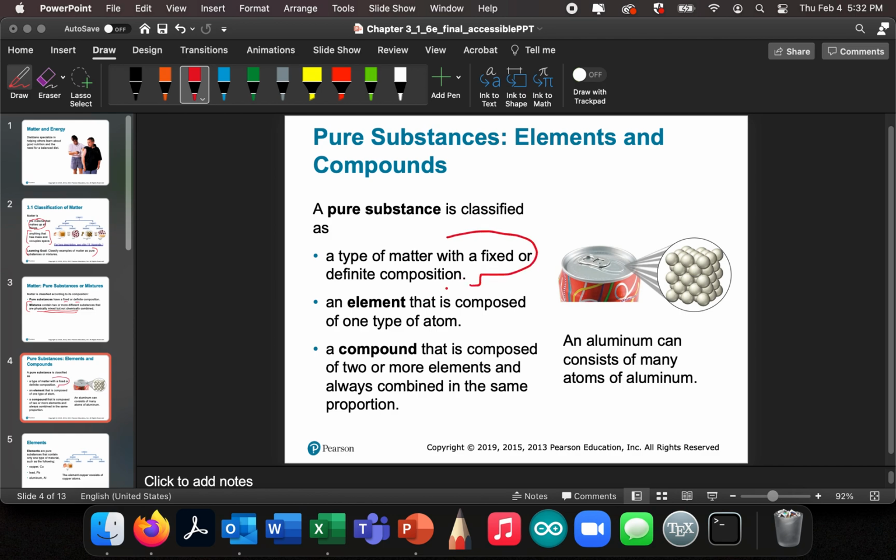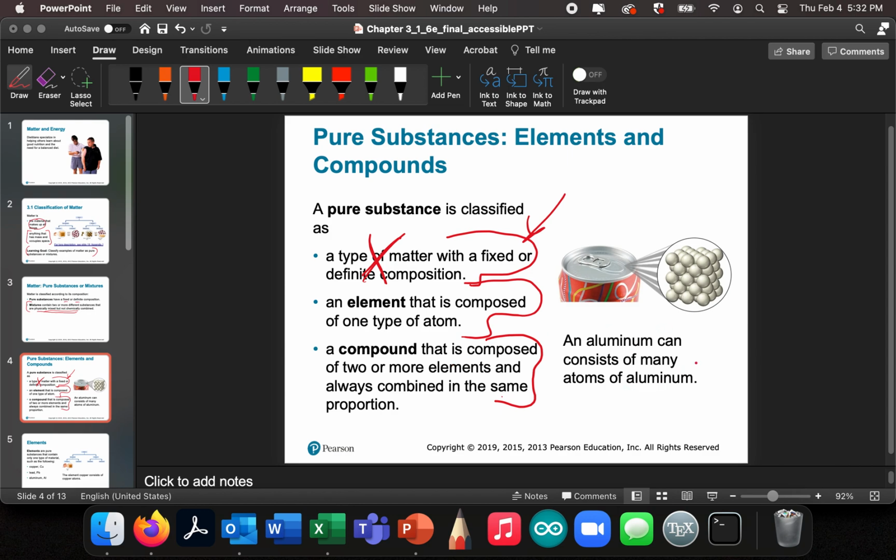So a pure substance is classified as a type of matter with a fixed or definite composition. I'm just going to put an X through here and say we really are interested in elements and compounds. I will think of the word I was looking for later and come back and say it. An element is composed of one type of atom, or it's a compound that is composed of two or more elements always combined in the same proportion. Those are what pure substances are, okay?